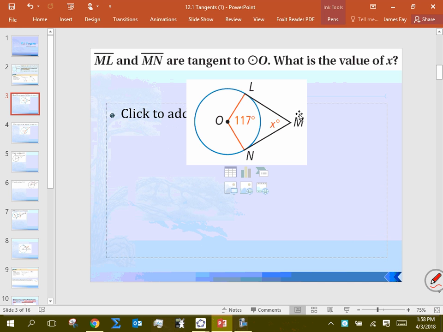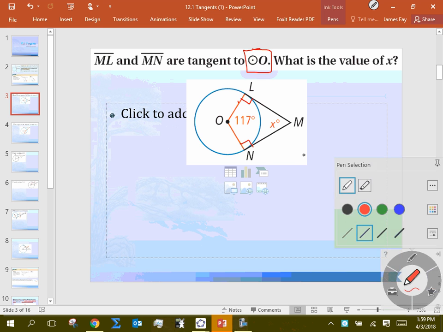If I look at LM, or ML, and MN, they are tangent to circle O. That's how we define or write a circle: O is the center, so we write circle O. What kind of angle do we have at L if this is a radius and this is a tangent line? What kind of angle is L? Right angle. What kind of angle is N? Right angle.